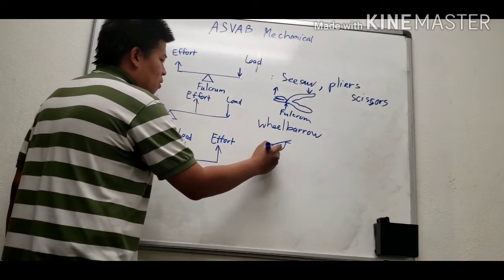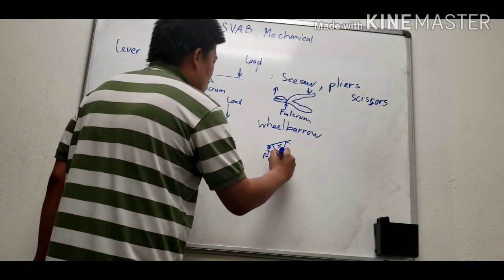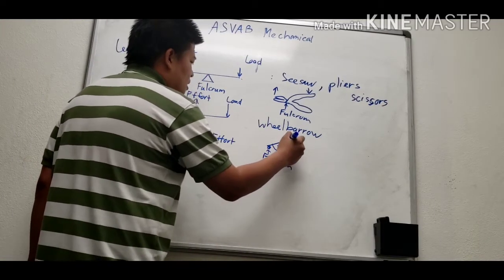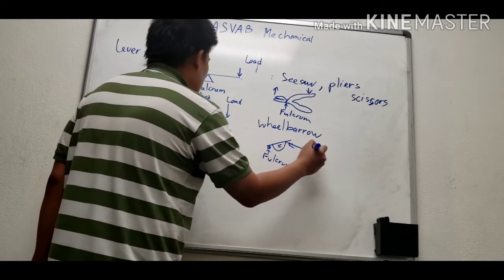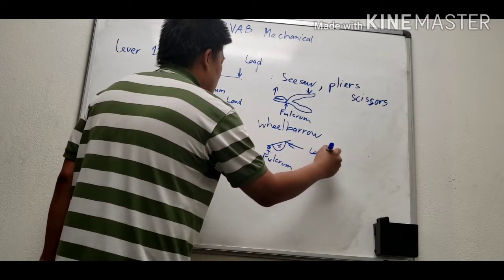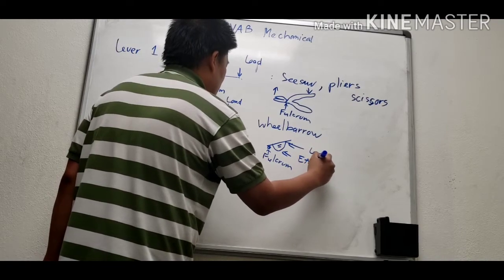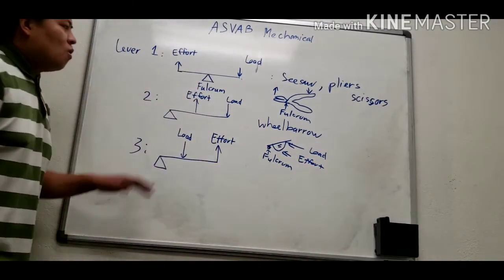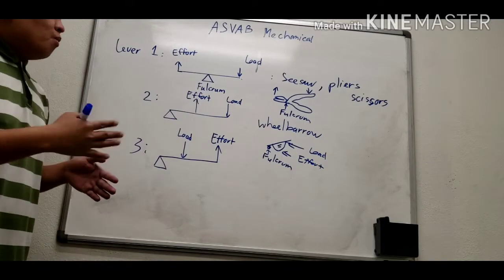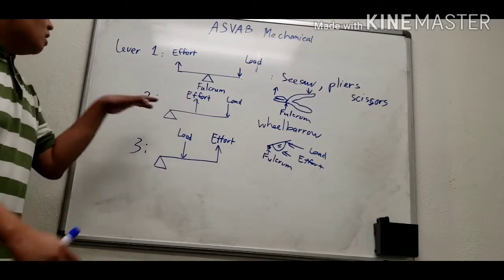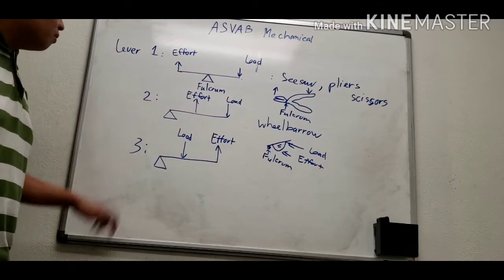And this is about the fulcrum. This one is about the load, and this one is about the effort. So you will use the wheelbarrow to carry the object. So that's about level number 2.